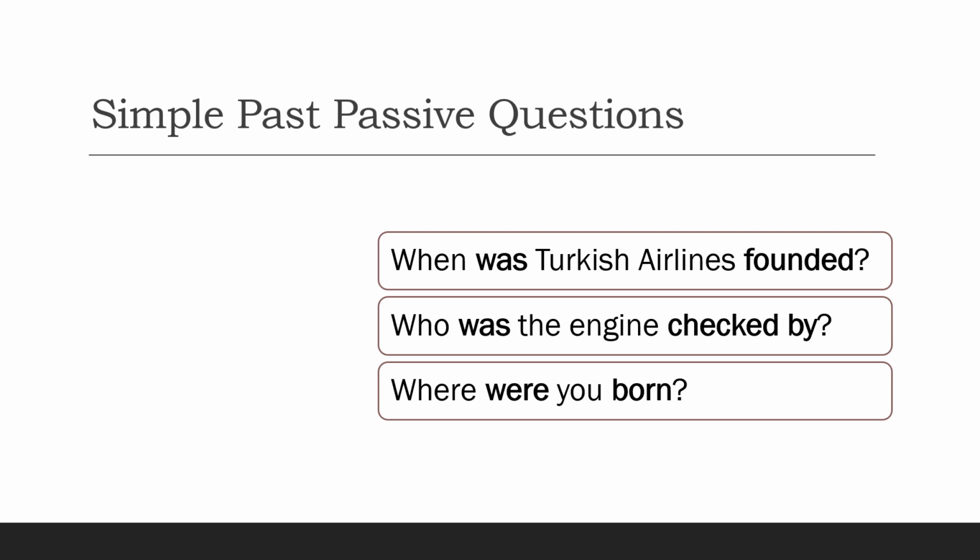For questions, we use was, were at the beginning. When was Turkish Airlines founded? Who was the engine checked by? Where were you born? Was or were and verb 3.